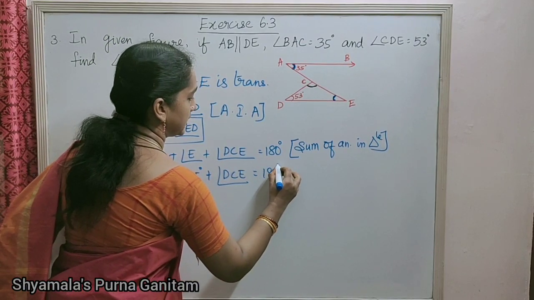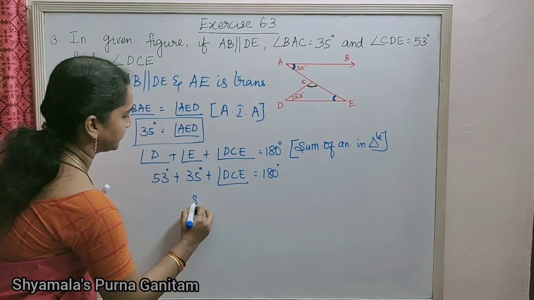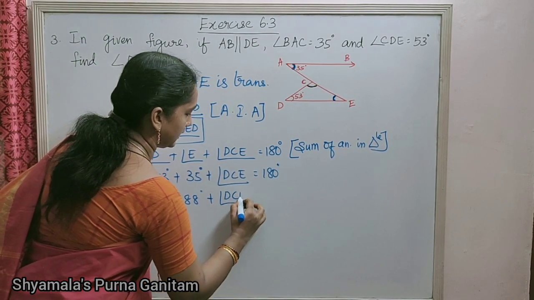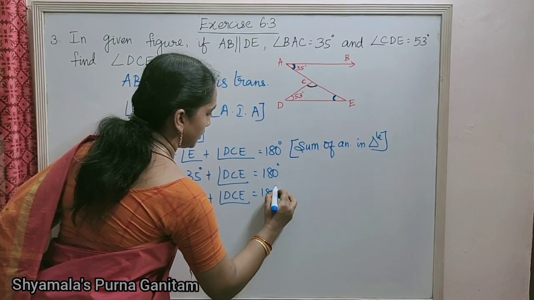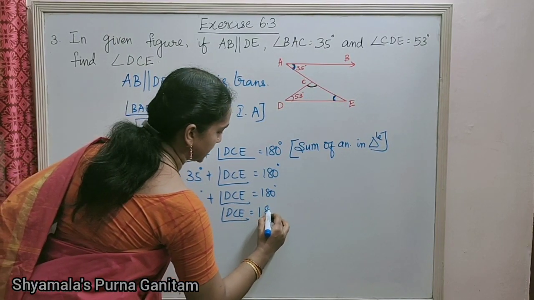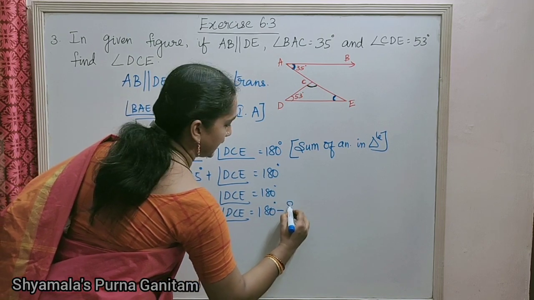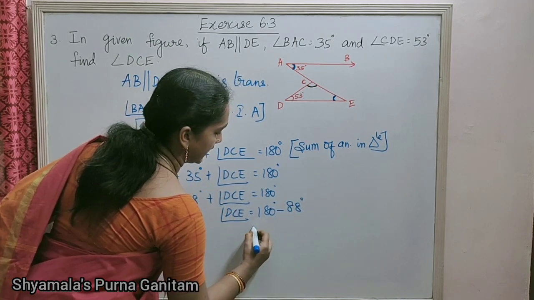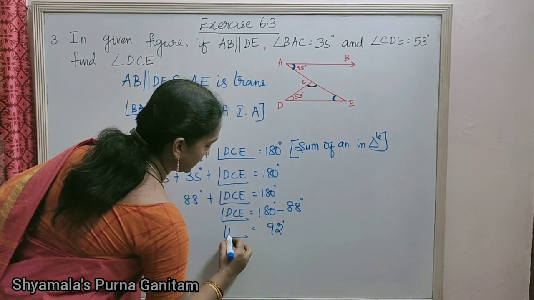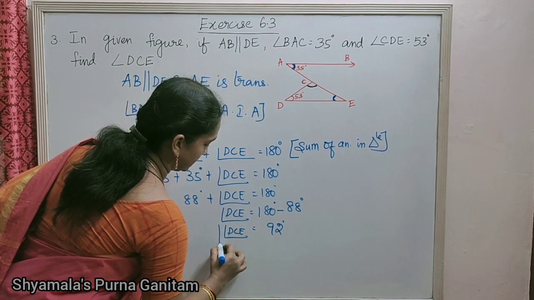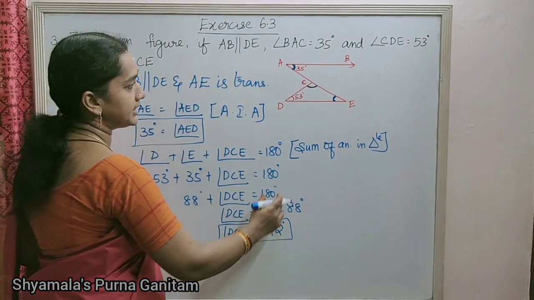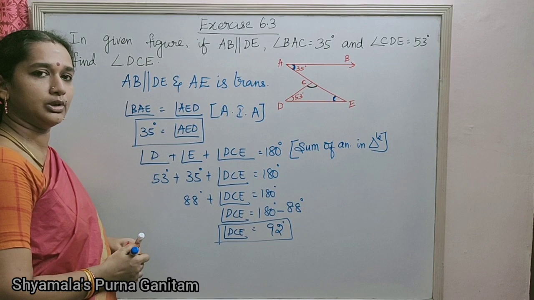All these will make 180 degrees. So DCE is 180 minus 88. So 180 minus 88 is 92 degrees. So this is the angle they asked us to find in the question. Angle DCE is 92 degrees.